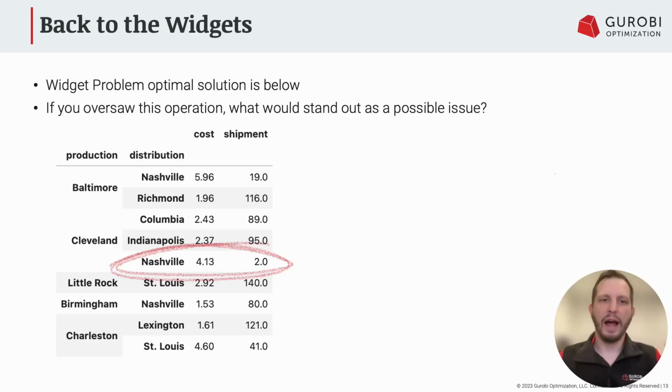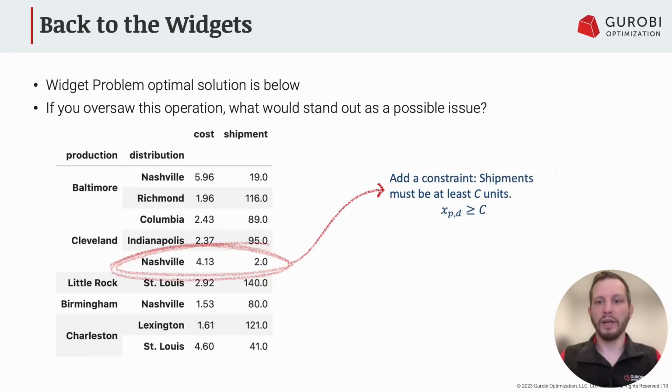So you may be thinking, okay, how am I supposed to fix this? Well, all right, let's add a constraint saying that the shipments must be at least C units. Okay, we need to have it at least be like 20 or 40 or something like that, or 50.